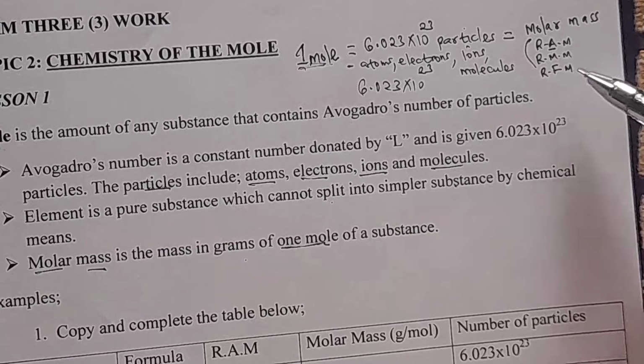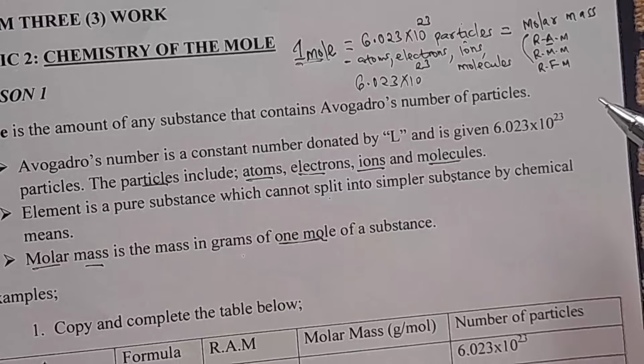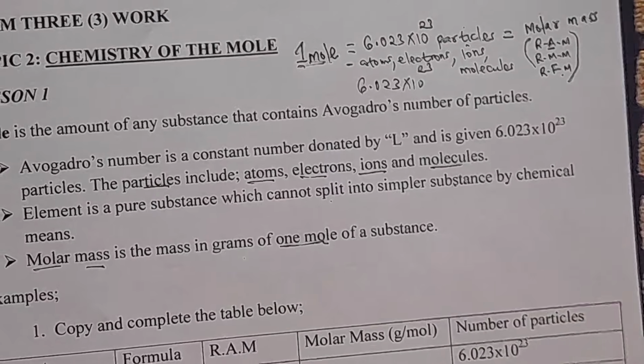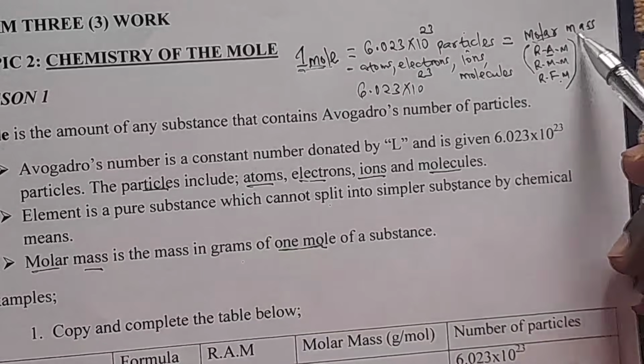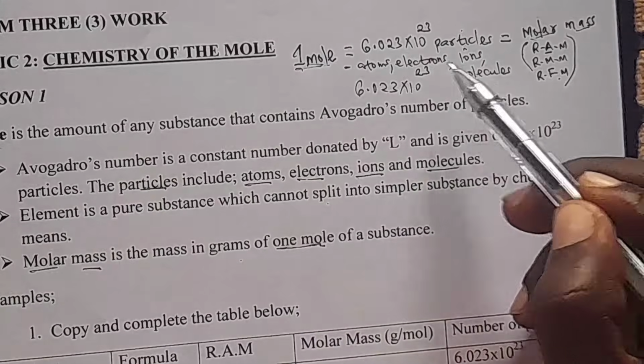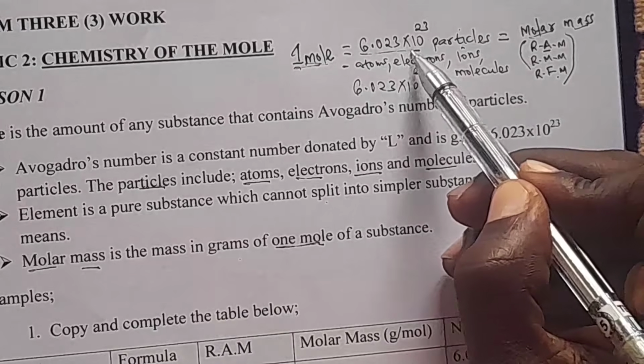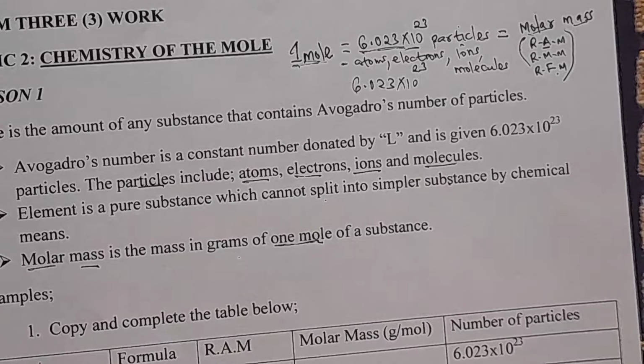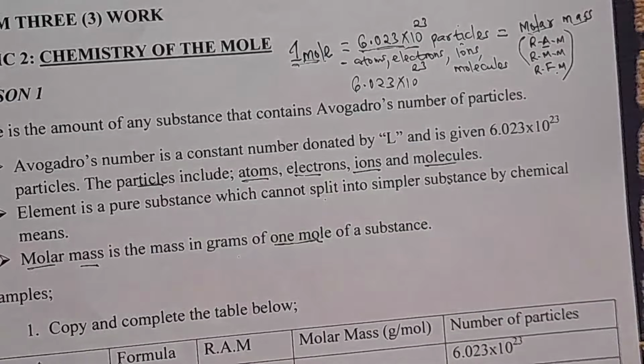That means relative formula mass. We use relative formula mass when we are dealing with compounds like sodium carbonate, sodium hydrogen carbonate, or potassium sulfate. So when you hear molar mass, all of these come under molar mass. When you see ions, molecules, electrons, they are under particles. Now we have that 6.023 times 10 power 23 number of particles will be equal to 1 mole.